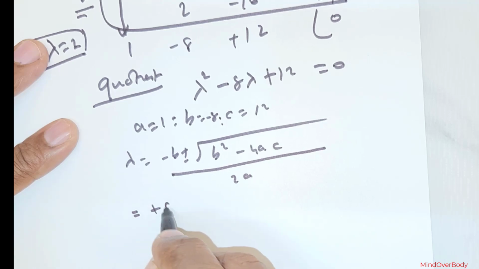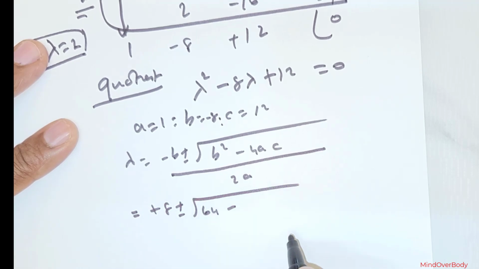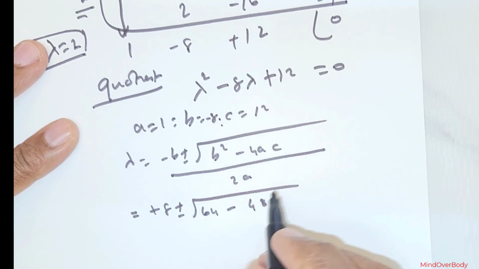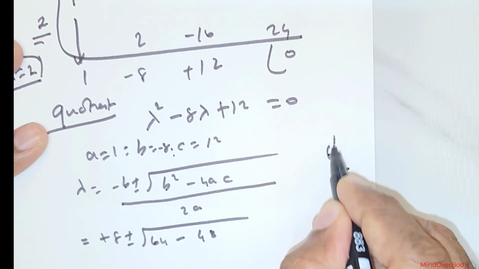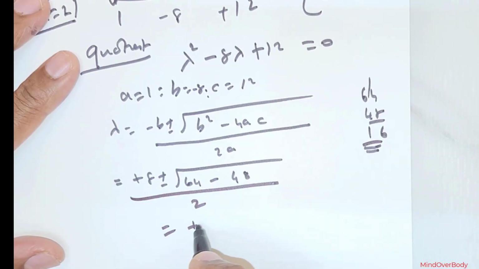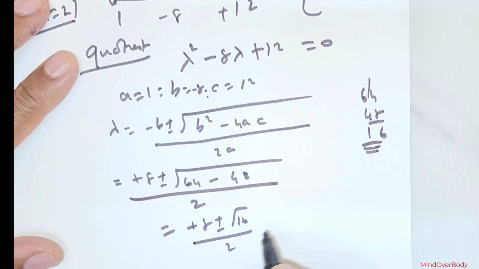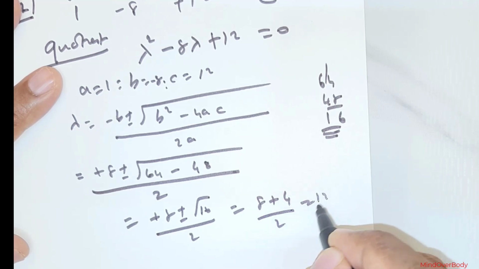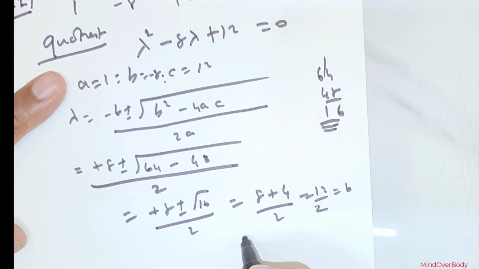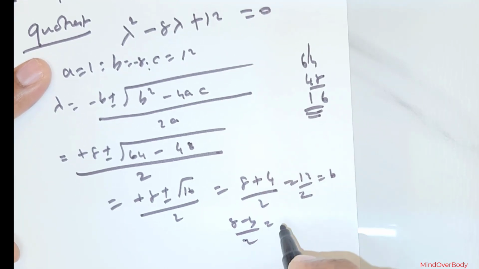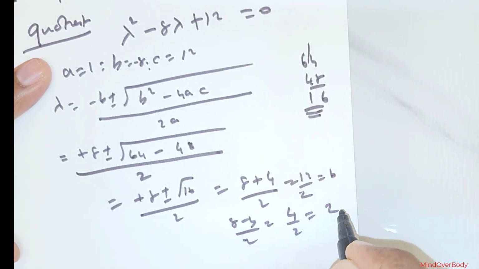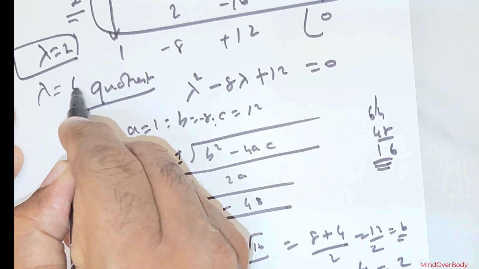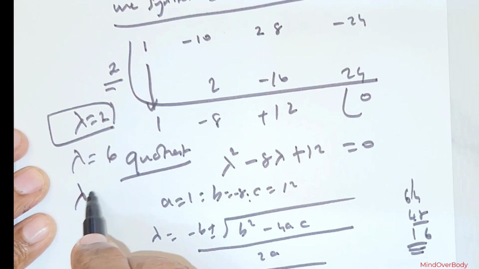So this is going to give me 64 minus 4 times 12, which is 48. So from 64 you take 48, what is that, 16. So it is 8 plus or minus the root of 16, divided by 2. The root of 16 is 4, so you have 12 divided by 2, which is going to be 6, and 8 minus 4 divided by 2, which is 4 divided by 2, which is going to be 2. So 6 and 2 are the values. So lambda is equal to 6 and lambda is equal to 2.